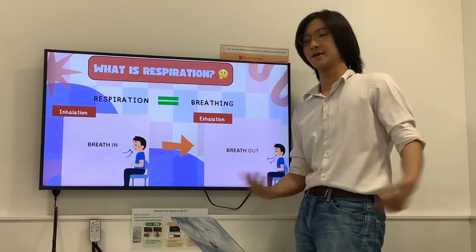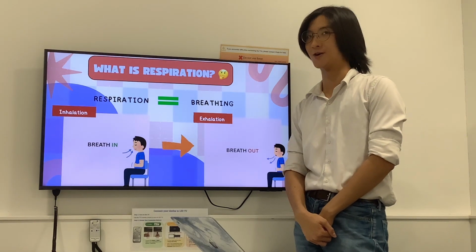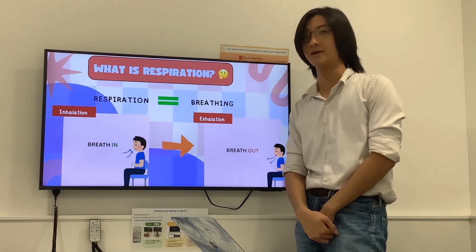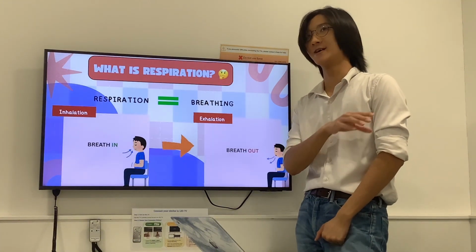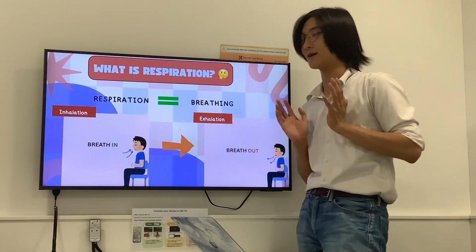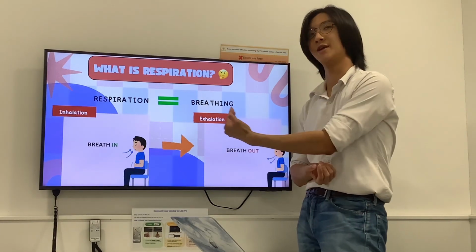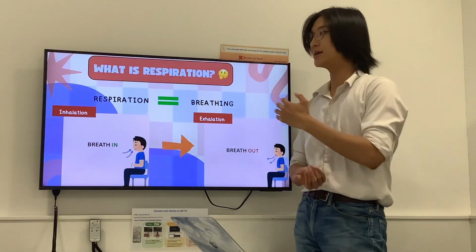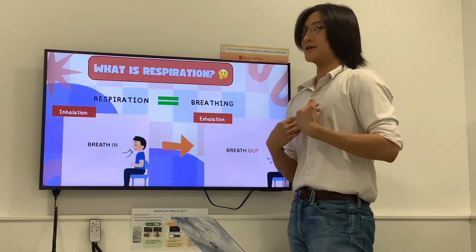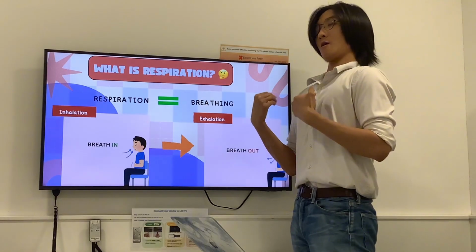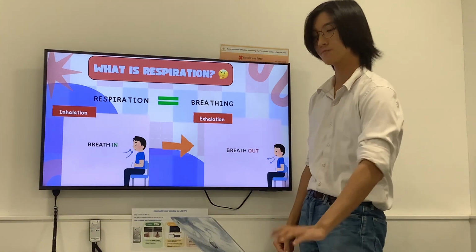So what actually is respiration? Respiration is a very biological term, but generally speaking, it is breathing. This is exceptionally easy to classify because we mainly divide it into inhale and exhale. Inhale is when the breath comes in, like this, and then exhalation. That is what we call respiration.